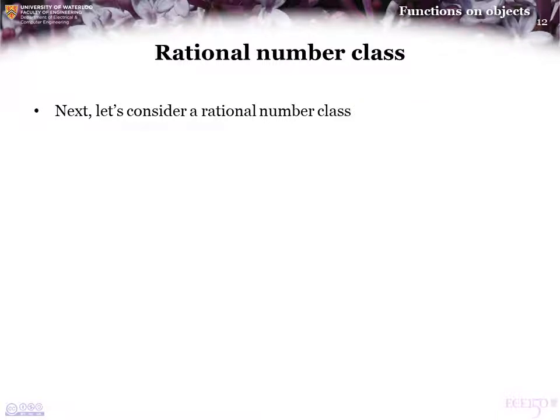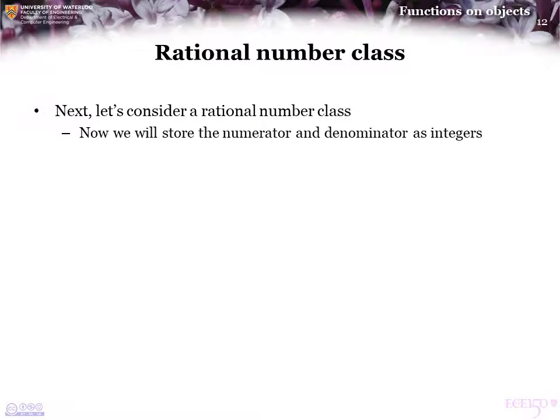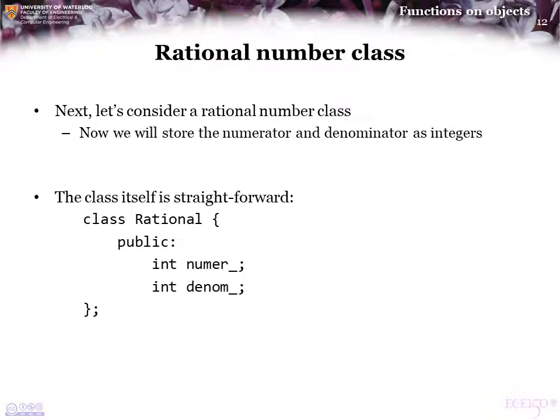Next, let's consider a rational number class. All we will be doing in this class is storing the numerator and denominator as integers. So here's our class, and it's reasonably straightforward. And we will call the two member variables numer and denom, as otherwise the identifiers would become too unwieldy. We're going to implement similar operations on rational numbers, but again, now some of the operations will be a little bit more involved than they were for a simple class such as a vector class.